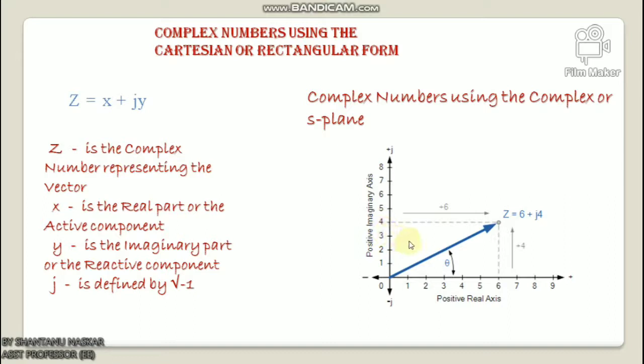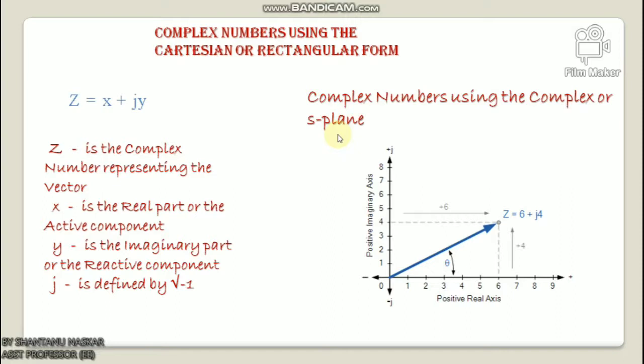For example, z = 6 + j4 represents a single point, look at this picture, whose coordinates represent 6 on the horizontal axis and 4 on the vertical imaginary axis. Okay, so let us discuss the complex number using the complex or S-plane.